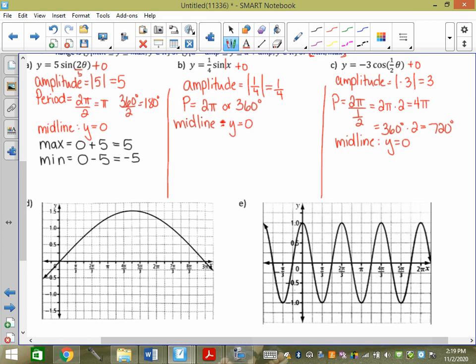Could you not just type that in your calculator and look for your max and min as well? Yeah. If I give you an equation with all variables, though, can you? You could if you punch in numbers for your variables, right? But you'd have to do that.